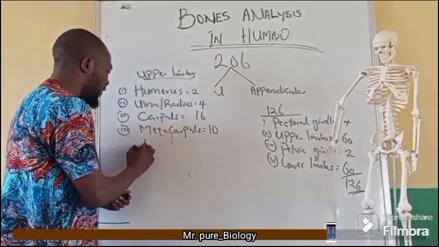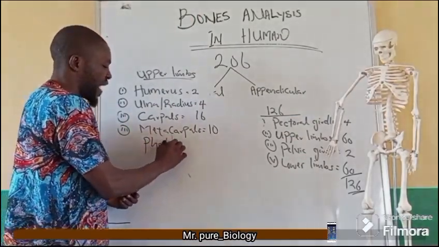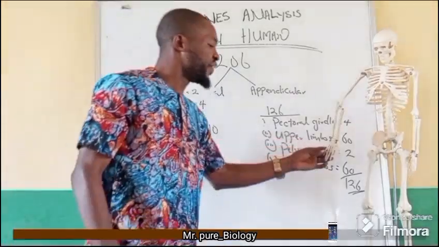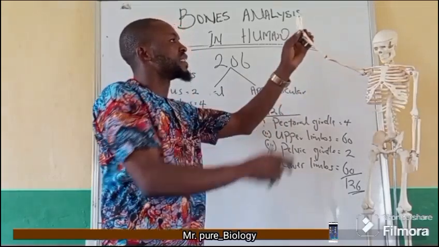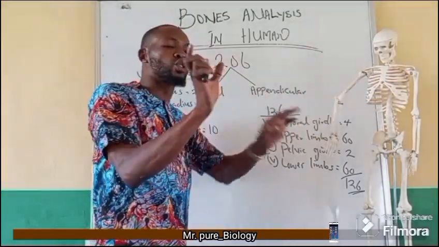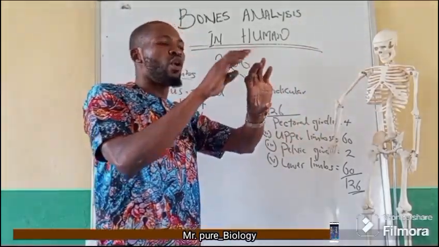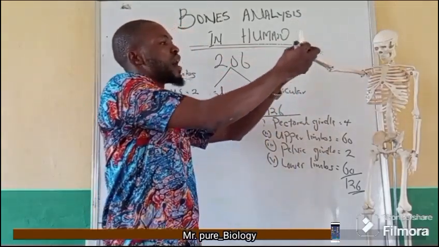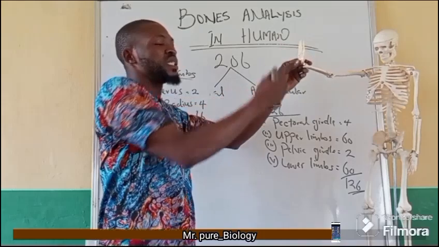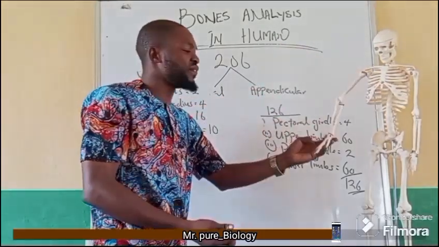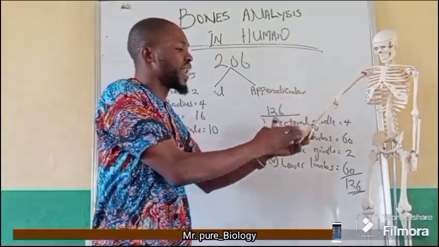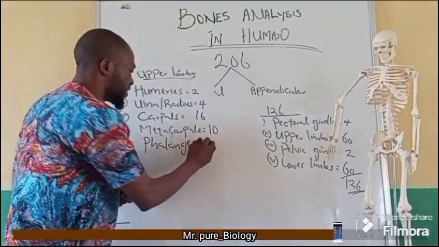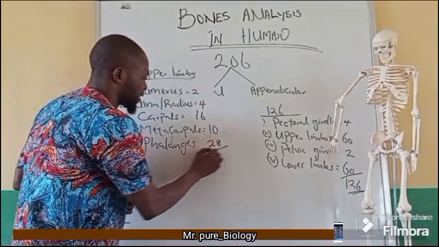Another one is what we call the phalanges. The phalanges are the bones of the fingers. And when we count them, it is only the thumb that has 2 bones. Others have 3 bones. So by calculation now, we have 2 here, others are 3. 3 times 4 is 12, plus 2 making 14. That means we have 14 phalanges here, 14 here, 14 plus 14 will be 28. That is what we call the bone analysis in humans.